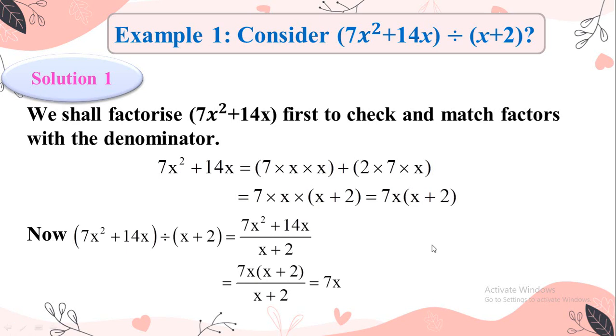Now (7x^2 plus 14x) divided by (x plus 2) equals 7x times (x plus 2) divided by (x plus 2), and we cancel the factor x plus 2, which equals 7x. Now I'm going to solution 2.